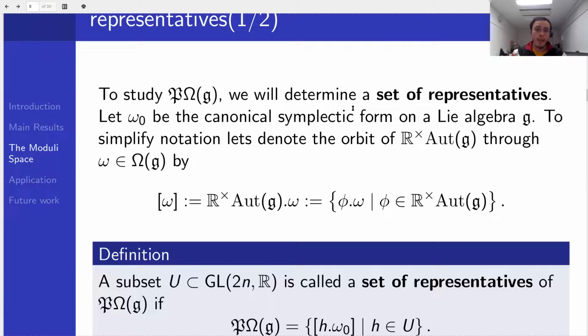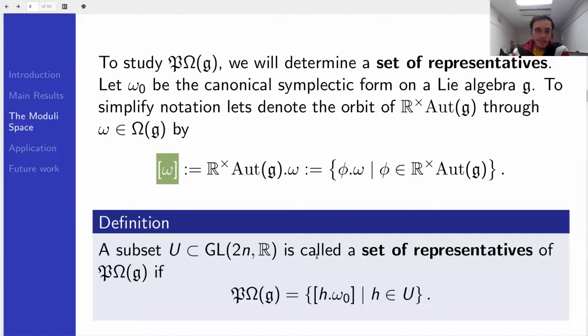is to introduce the idea of a set of representatives. So take the canonical symplectic form on the Lie algebra. You can imagine this isomorphic to R^2n, and then just taking the canonical basis and taking the canonical symplectic form. And just use the usual notation for one of the orbits. So the orbit through omega, for example, will be the notation for the orbit.